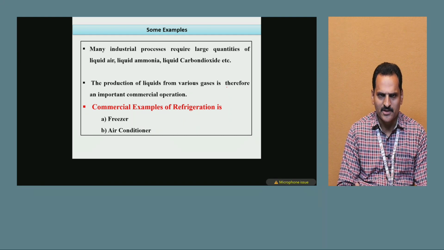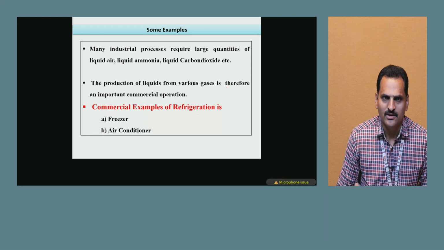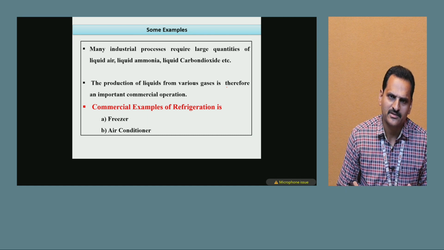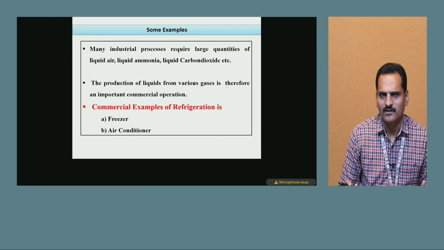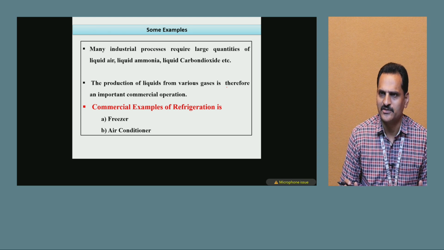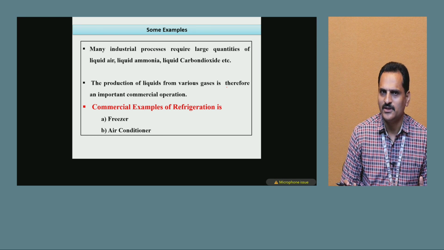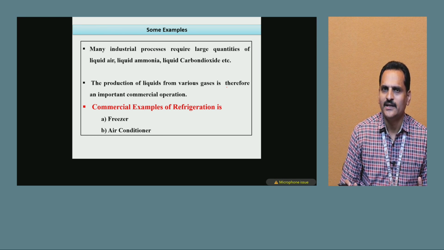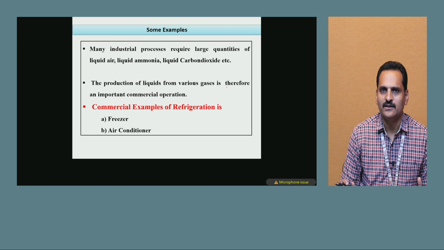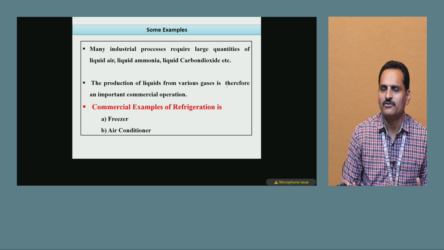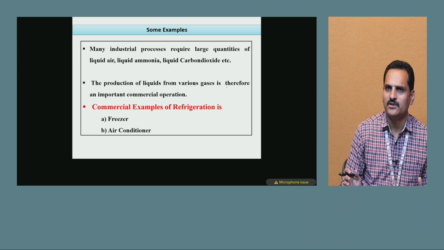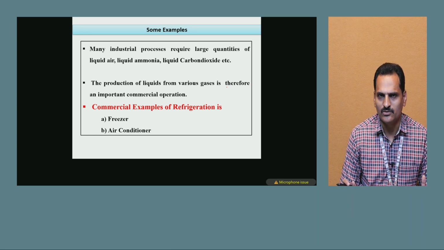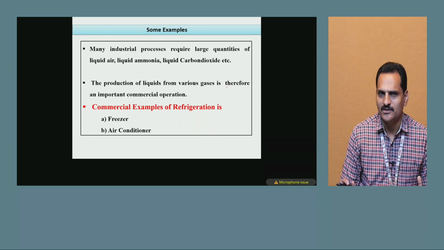Let's talk about some commercial examples of the refrigeration systems. Many industrial processes require large quantities of liquid air, liquid ammonia, liquid carbon dioxide, ice, cooling water or brine solution. These are used for industrial processes for cooling effect and heating effect. The production of all these liquid forms from the gases requires a large amount of cooling energy. So, if you want to produce a large amount of cooling energy or cold water, it requires refrigeration systems.